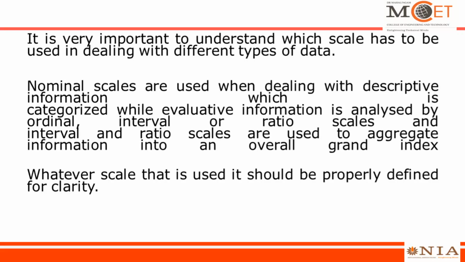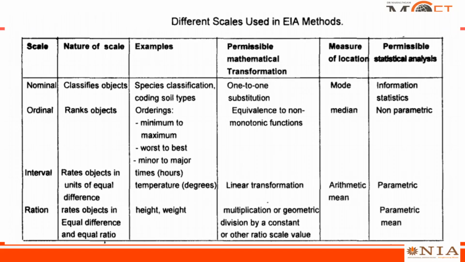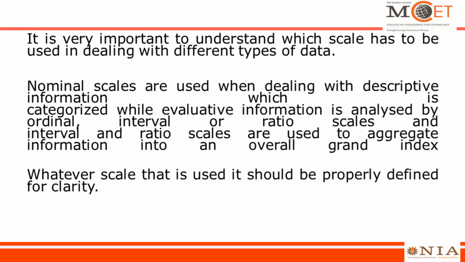Right? So when you're going to use descriptive information, you use the nominal scale. So let's go back and see what the nominal scale is. Nominal scale is about classification. And when you want to evaluate something, then you use an ordinal scale, where you are ranking something, or use an interval scale or ratio scales, right? And interval and ratio scales are used to aggregate information into an overall grand index.